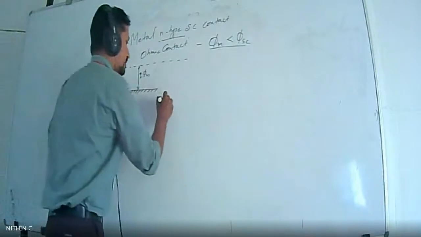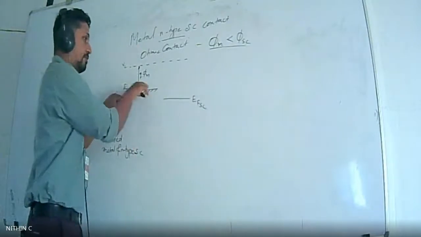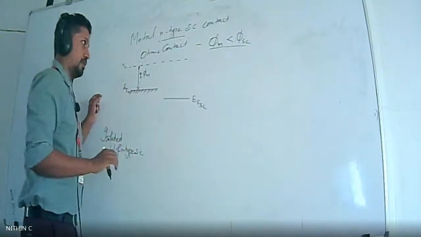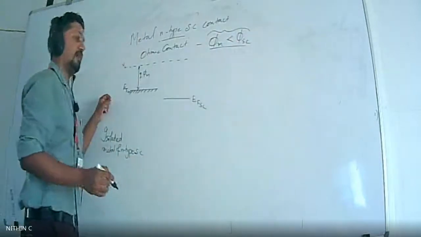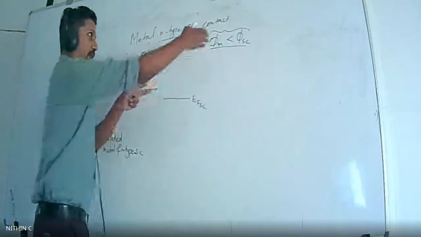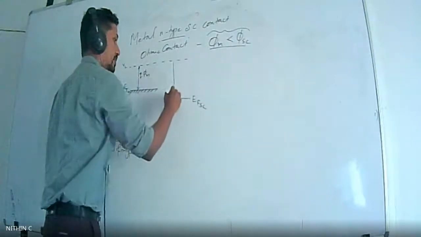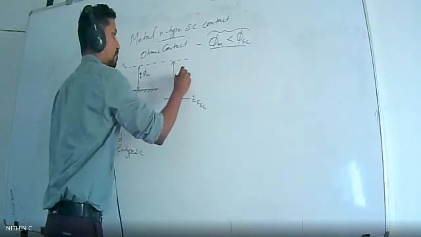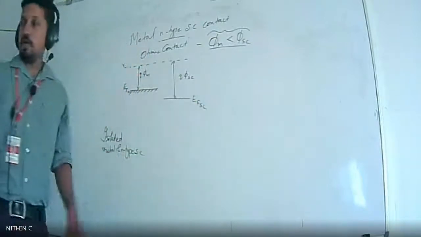Should it be below? If I am drawing EFSC here, I am now drawing EFSC here. What I asked is the position of EFM and EFSC. I need to satisfy this condition. Phi m less than phi SC must be satisfied. What is actually phi SC? The distance between EFSC and the vacuum level. Suppose it comes like this, Q phi SC. Now is this condition satisfied? Whether this condition is satisfied?